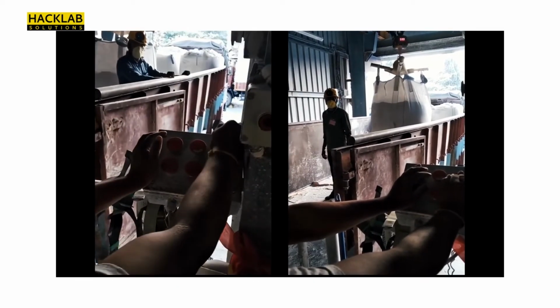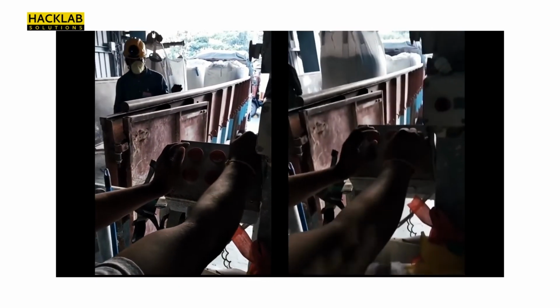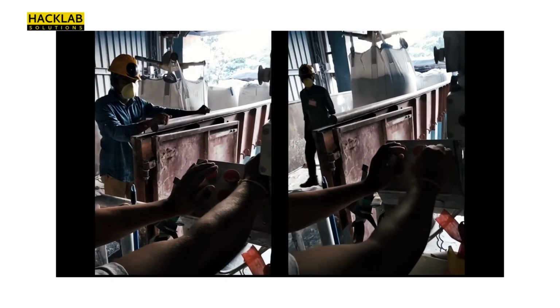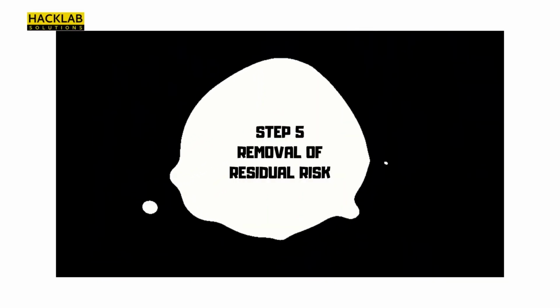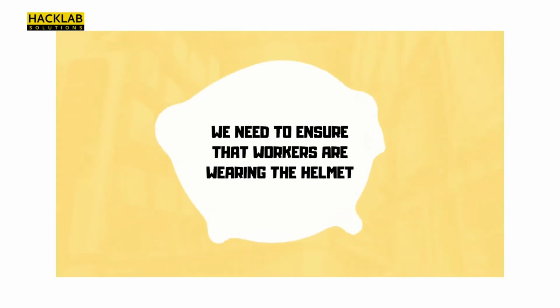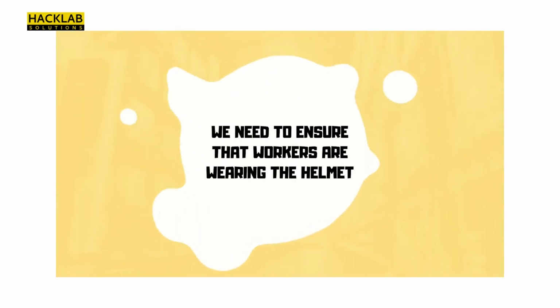Our solutions are finally tested for all sorts of challenges and scenarios in the workplace. Step 5 is removal of residual risk. We need to be sure that the worker or the operator is wearing the helmet while handling the crane. This process is called residual risk mitigation.